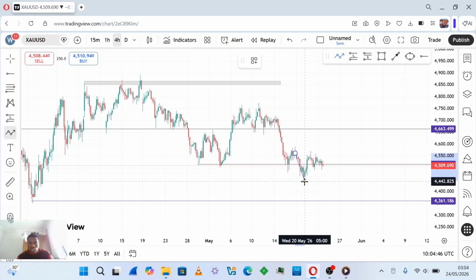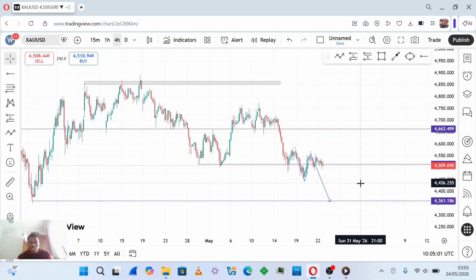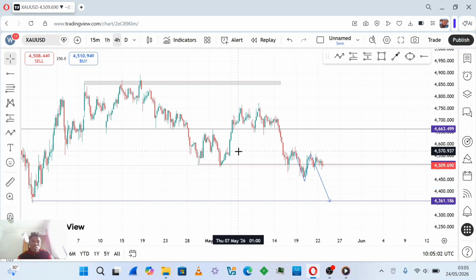This is a clear indication that sellers are very strong in the market. Now, this is correction. I'm waiting for continuation. This is how easy it is. You don't need to complicate it for yourself. But you cannot just make that decision off of this time frame.